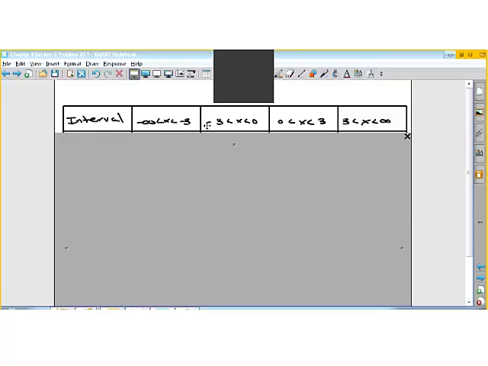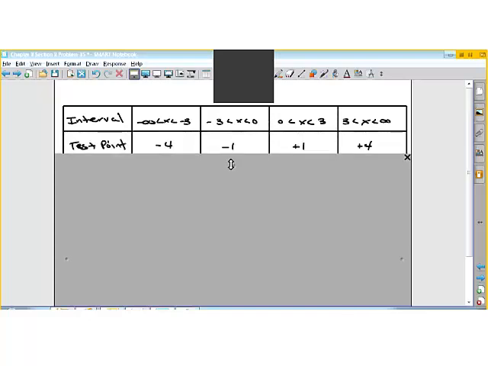-3 to 0, 0 to 3, and 3 to infinity. So these critical numbers are where the function is not defined, and this is where the derivative, pardon me, is not defined, and this is where the derivative is equal to 0. Okay, pick test points: -4, -1, +1, +4.